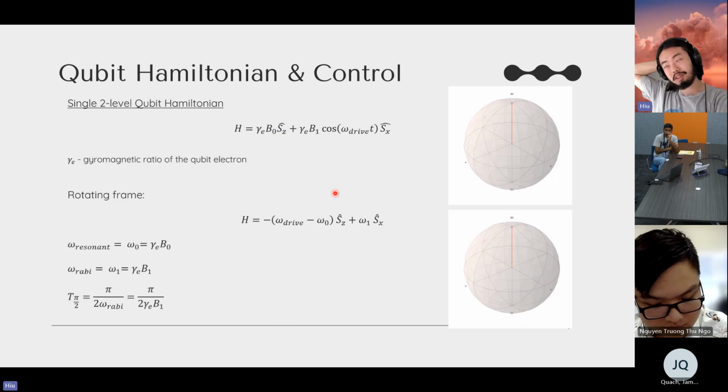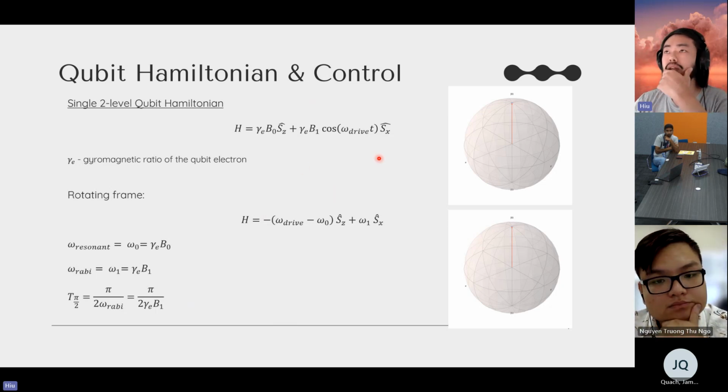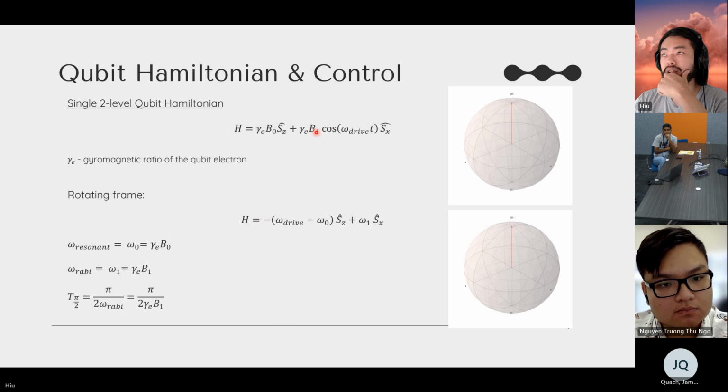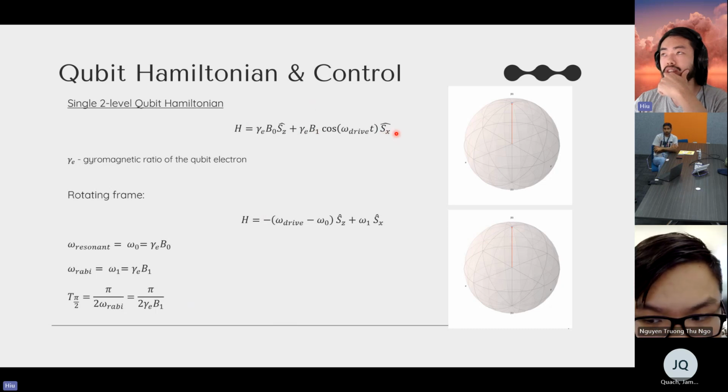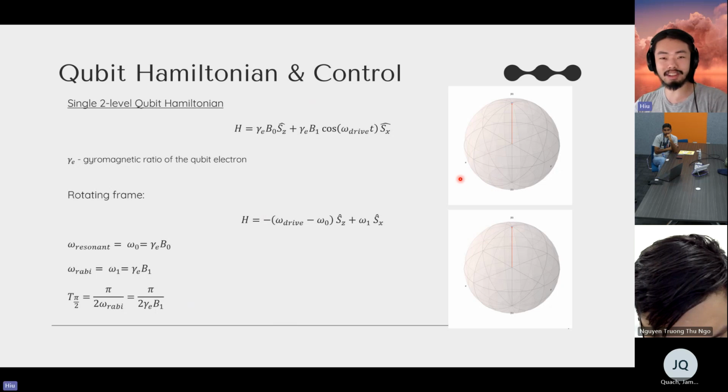So let's shift focus to the qubit Hamiltonian and the way we control the qubit on a Bloch sphere. The qubit Hamiltonian is very simple, just the two-level qubit Hamiltonian. You have the static magnetic field, which gives you the Zeeman splitting. And here is the Rabi drive, along X, or you can put it along Y as well. Gamma is the gyromagnetic ratio of the qubit electron.